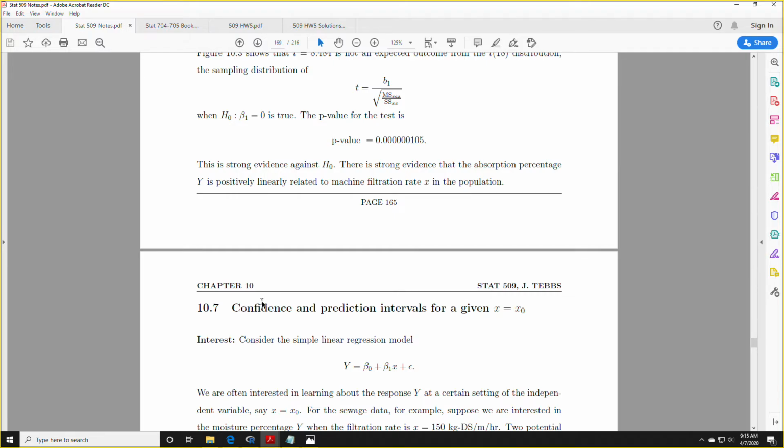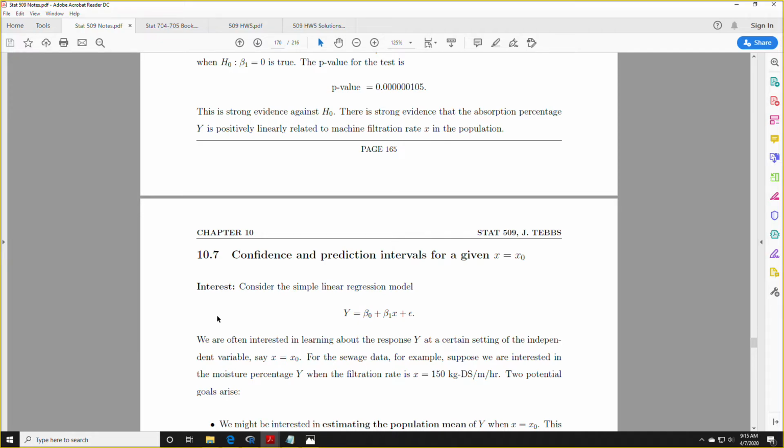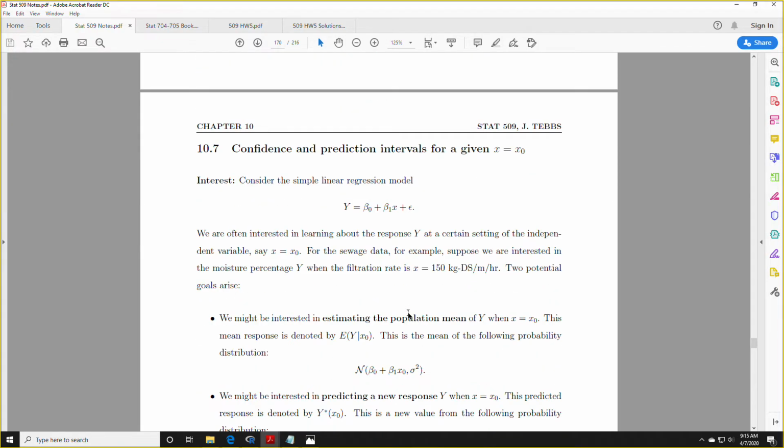Okay, so the next thing to talk about is confidence intervals and prediction intervals for y for a given value of x. Basically, we pick a value of x, set it equal to some specific value, and we want a confidence interval or a prediction interval for y.